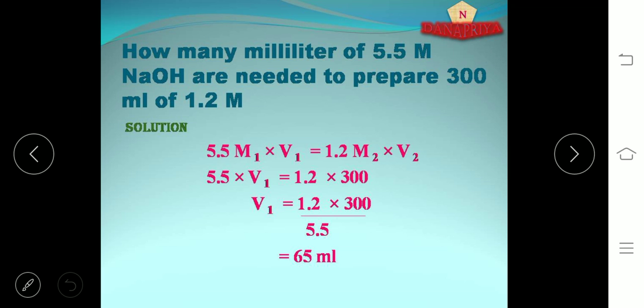We need volume. So 5.5 M1 into V1 is equal to 1.2 M2 into V2. We have to compare these both. Then the volume for V2 is 300. So substitute the value 300. Then V1 is equal to 65 ml. As the unit given here is in ml, the unit for volume is milliliter. Let's move on to the next question.